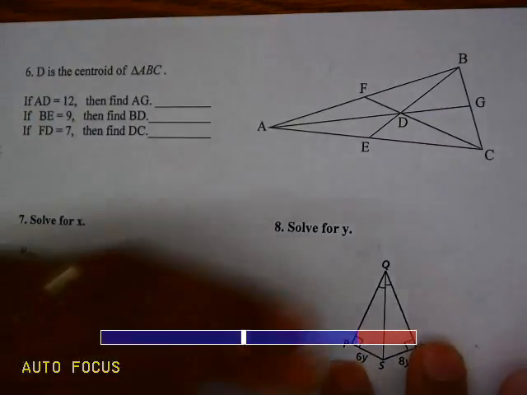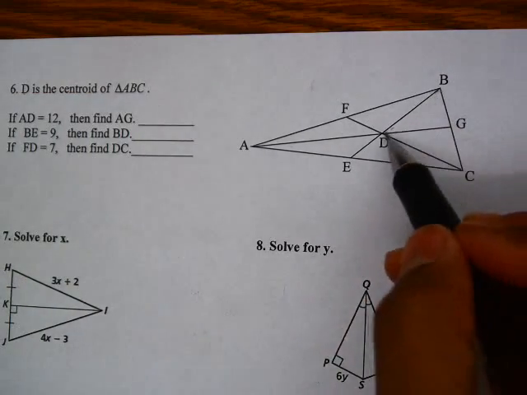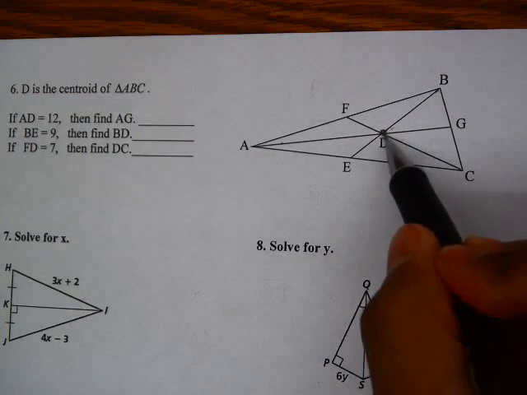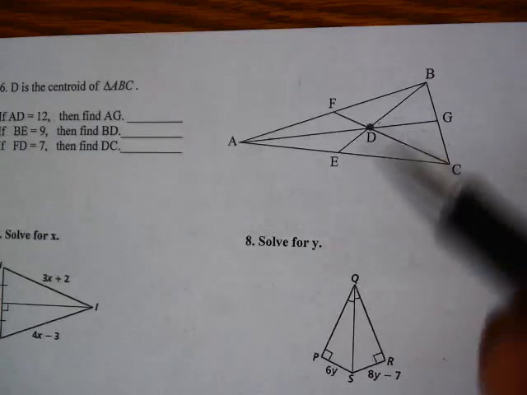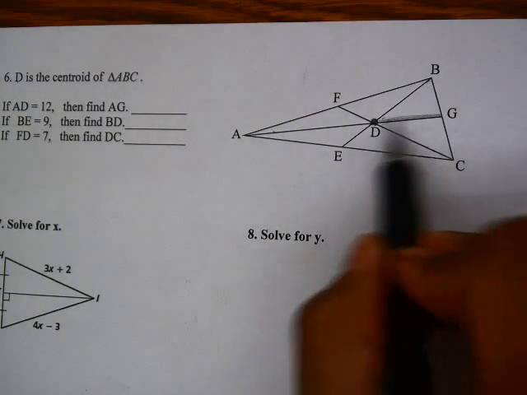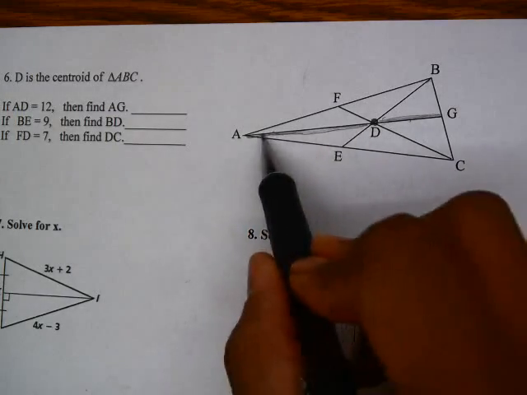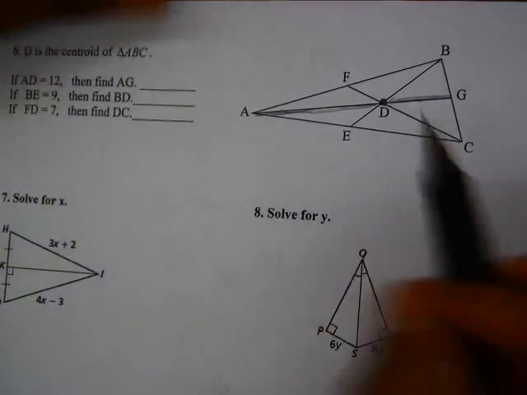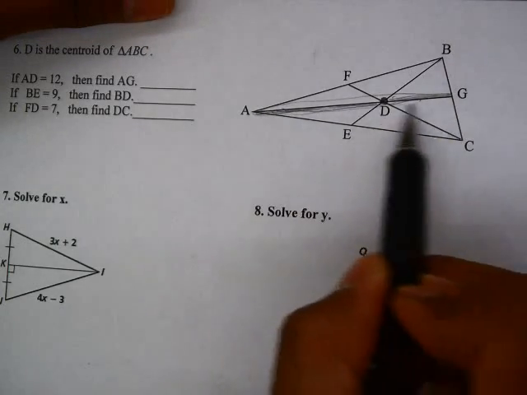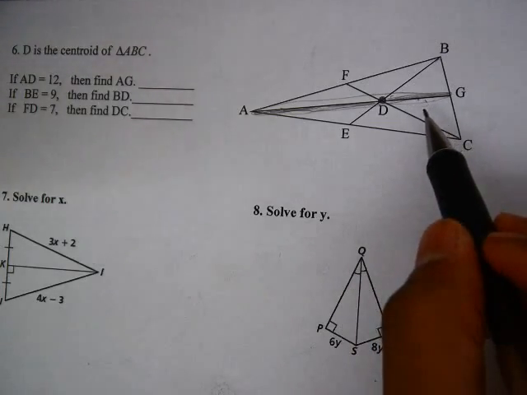So number 6, they tell me that D is the centroid of ABC. So you know that the centroid has some funny properties. Well, however long this is, double it and you'd get the longer length. And if you get the total, they tell me the whole thing, divide it by 3 and that will give me the shorter length. So let's start with the problem.